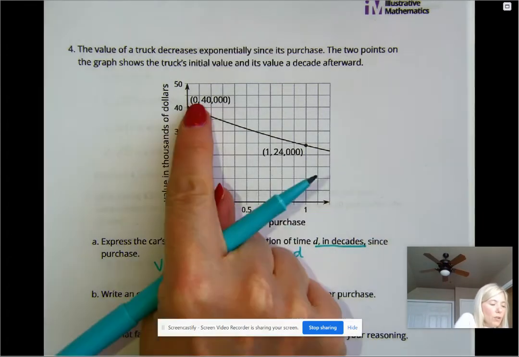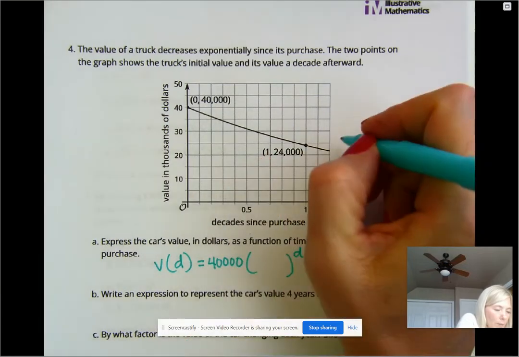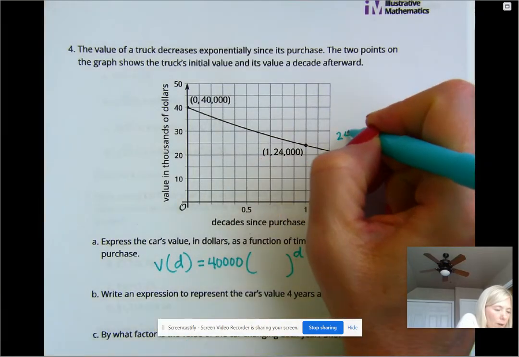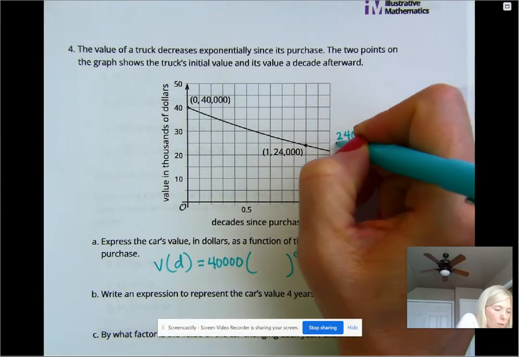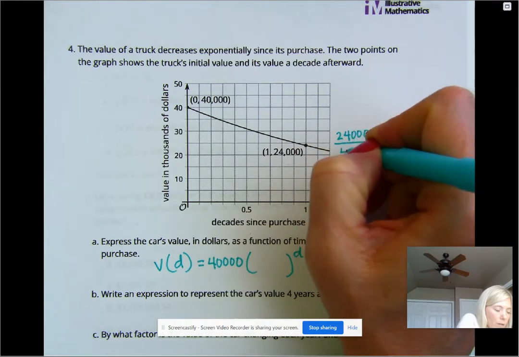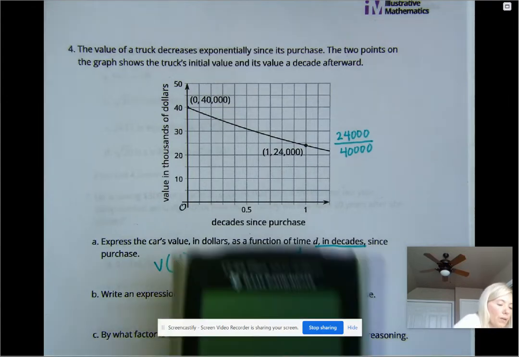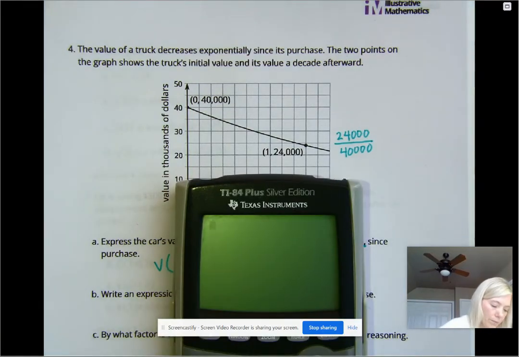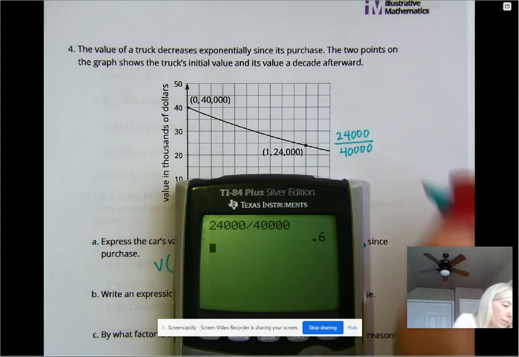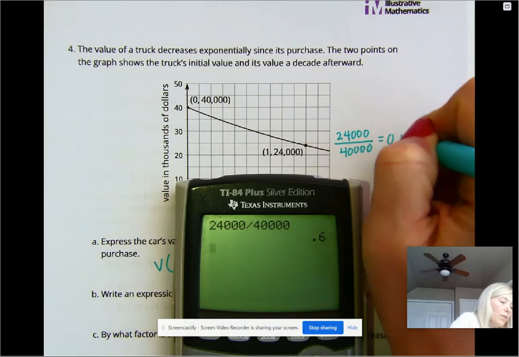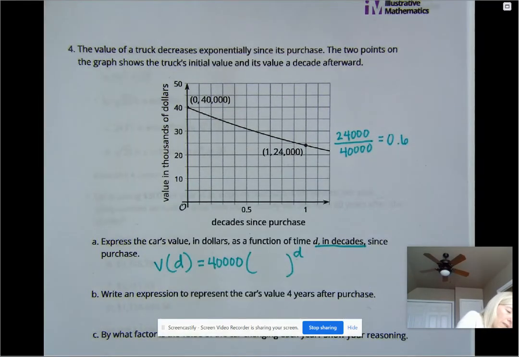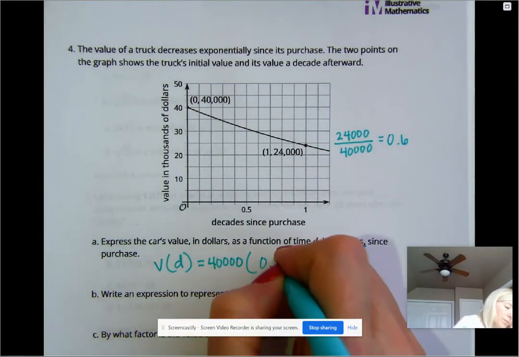So from 0 to 1 decade, the value goes from 40,000 to 24,000. So I'm going to divide 24,000 by 40,000 to get that factor. Looks like it's 0.6. So since that's 0.6, that's what goes right here.